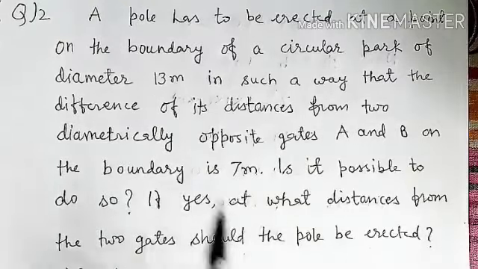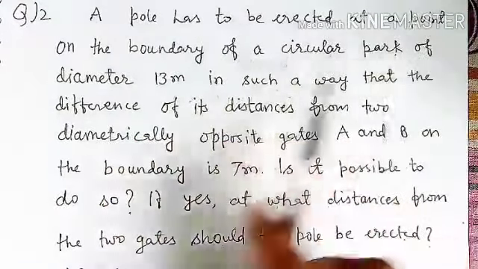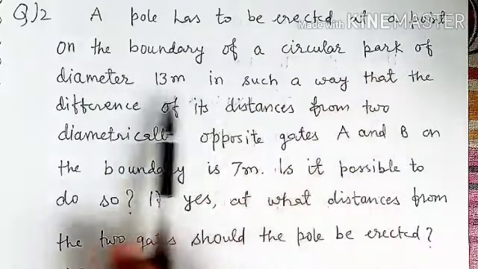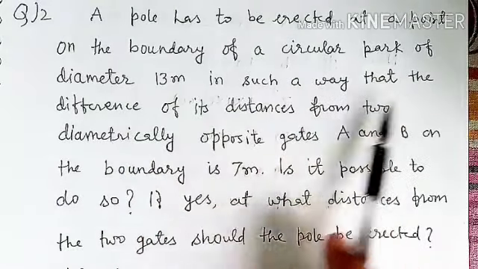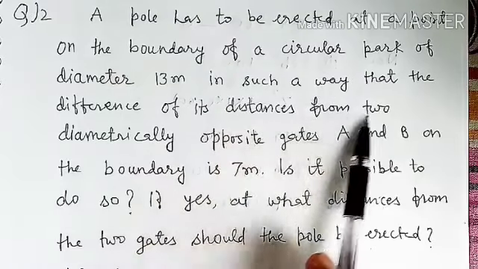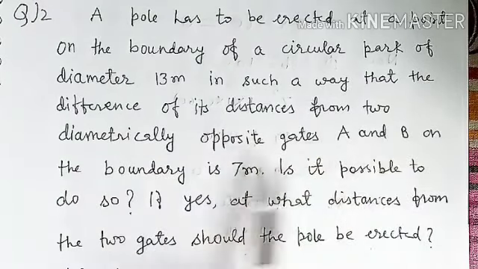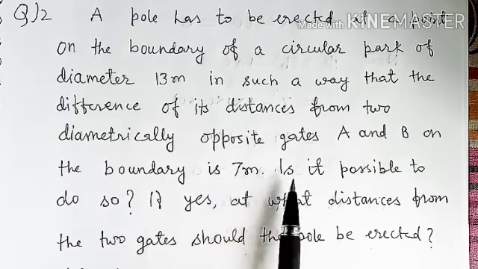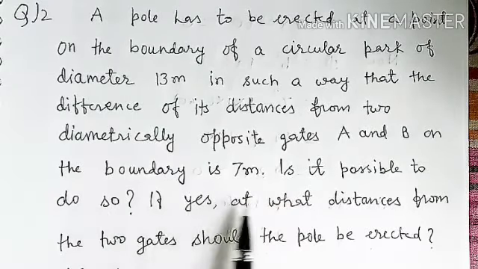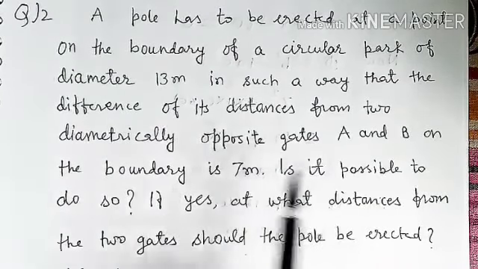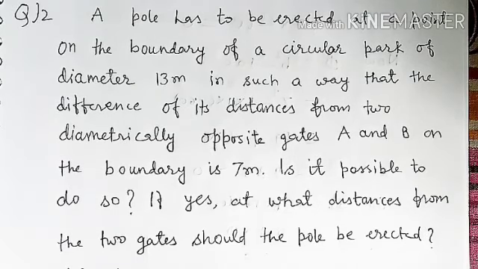Now, a pole has to be erected at a point on the boundary of a circular park of diameter 13 meter in such a way that the difference of its distances from two diametrically opposite gates A and B on the boundary is 7 meter. Is it possible to do so? If yes, at what distances from the two gates should the pole be erected? See, in such type of questions, we have to find discriminant. If discriminant is non-negative, then solutions are real, then the situation is possible.